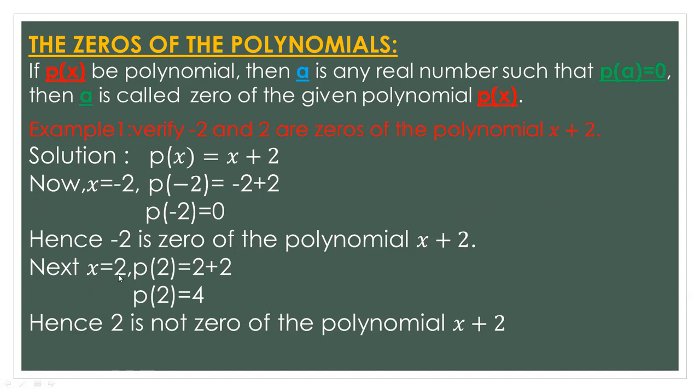Next, x is equal to 2. It means replace x by 2. Then P of 2 is equal to 2 plus 2, so P of 2 is equal to 4. See here, your polynomial does not become 0. Hence, +2 is not a zero of the polynomial x plus 2.